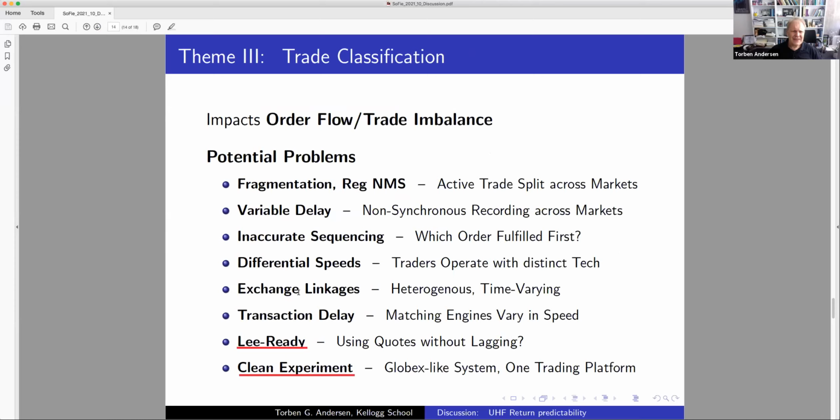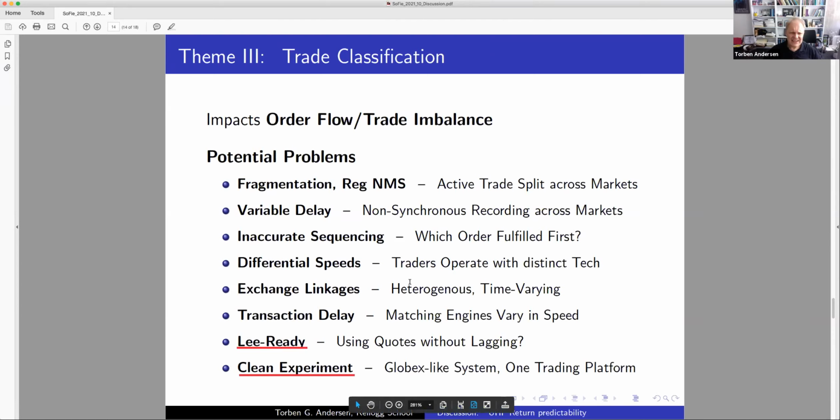But what I really wanted to know is Lee and Ready, when I grew up, we used to use a 5-second delay rule. I think the recent literature says that things react so quickly now that you don't need to lag at all. So are you using the quotes to help you identify buy or sell trades without any lag? So that's literally a question. It's not entirely clear from reading the paper if you're doing that or you have some delay in terms of classifying the trades relative to the existing quotes.